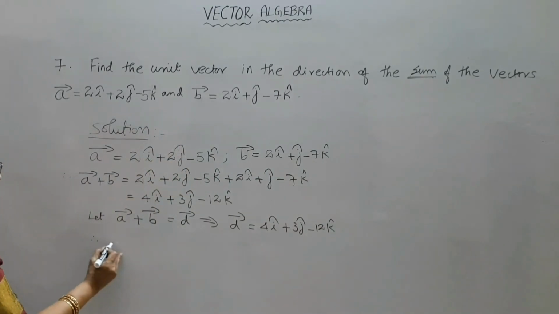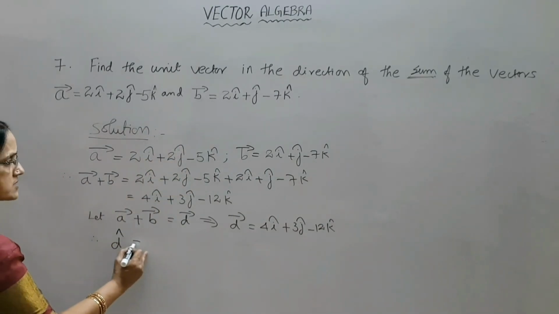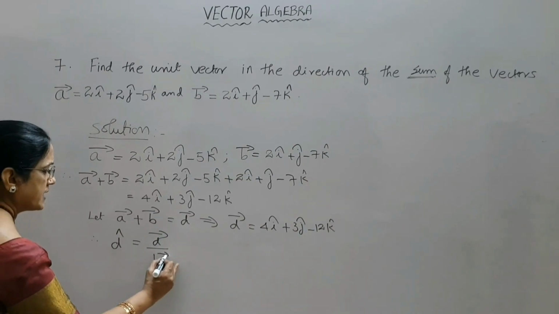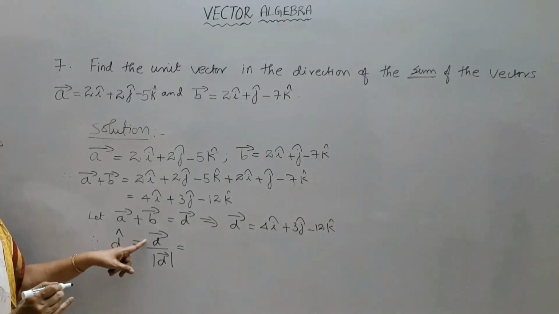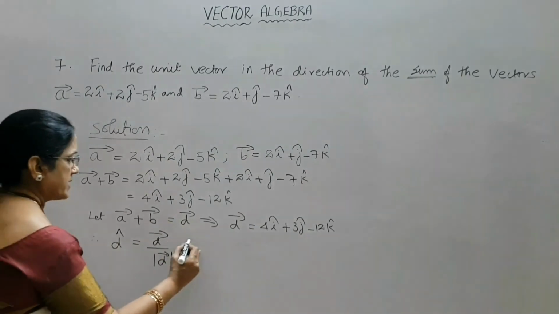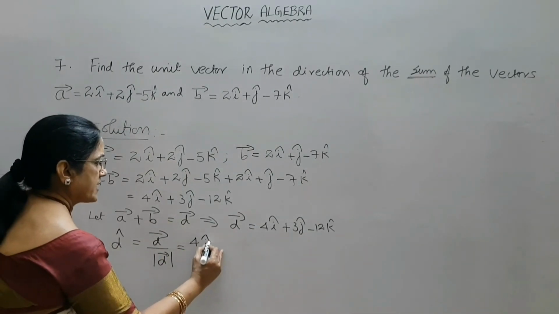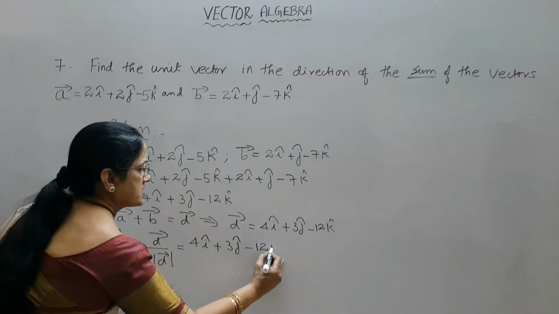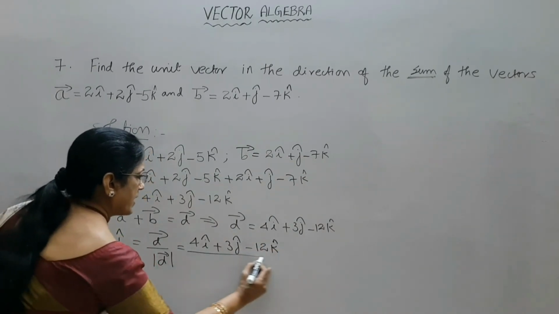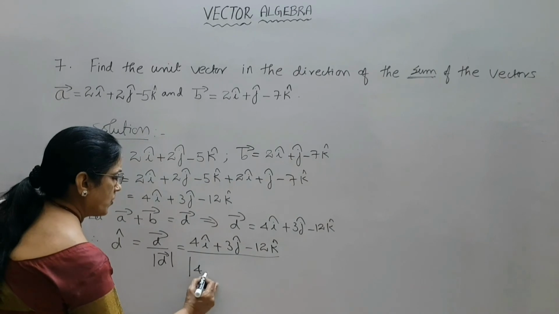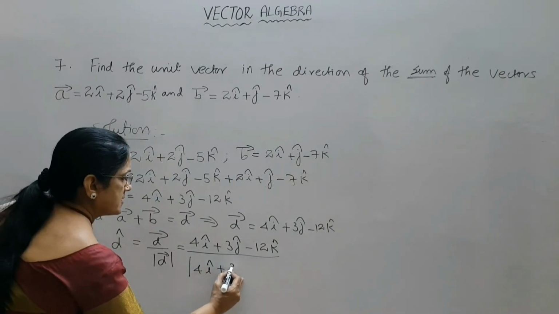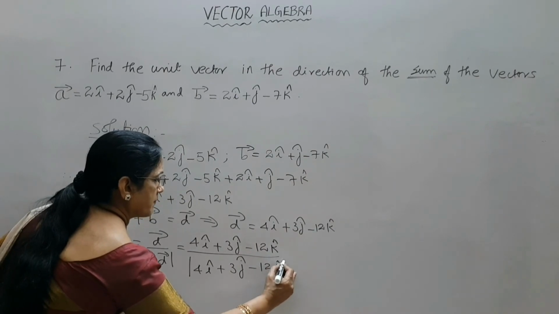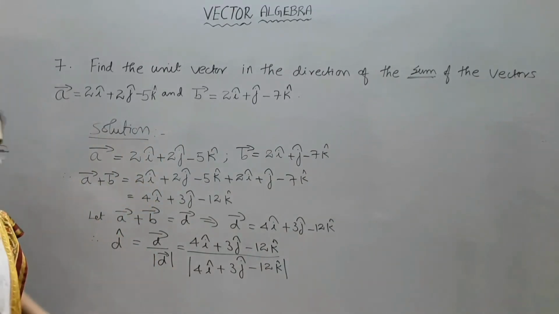Therefore, D cap is going to be D vector by modulus D vector. Now let me substitute for D vector. I will be getting 4i cap plus 3j cap minus 12k cap by modulus 4i cap plus 3j cap minus 12k cap. So let me simplify this.